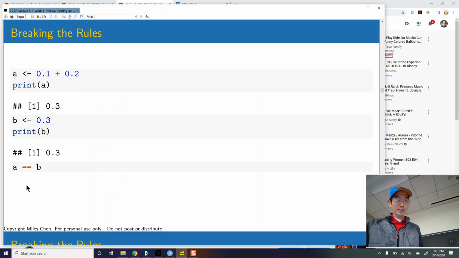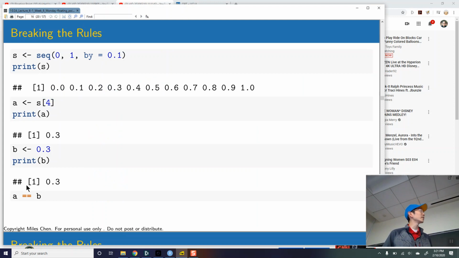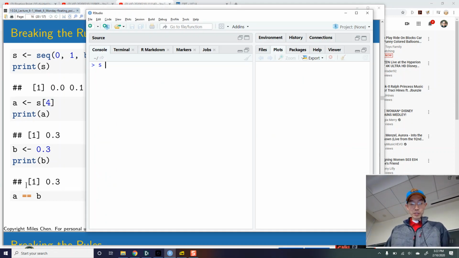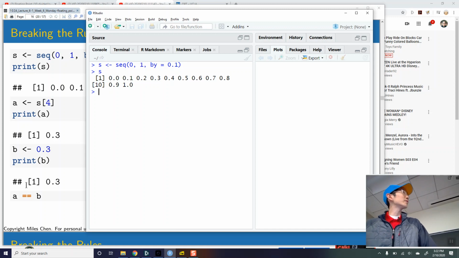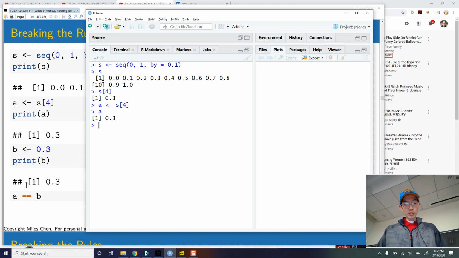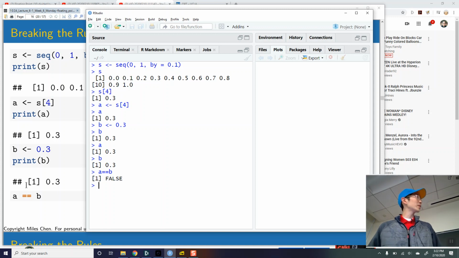So these are some of these things that are happening, right? Here I do, let's make a sequence. S is a sequence from 0 to 1, count by 0.1. Okay, so what's S? 0, 0.1, 0.2, 0.3, 0.4. Okay, what's the fourth number in S? That's 0.3. Okay, if I store that as A, the fourth number in S, A is 0.3. And if I say B is 0.3 again, A is 0.3, B is 0.3. We think they should be equal, but again, it's coming back false, right?